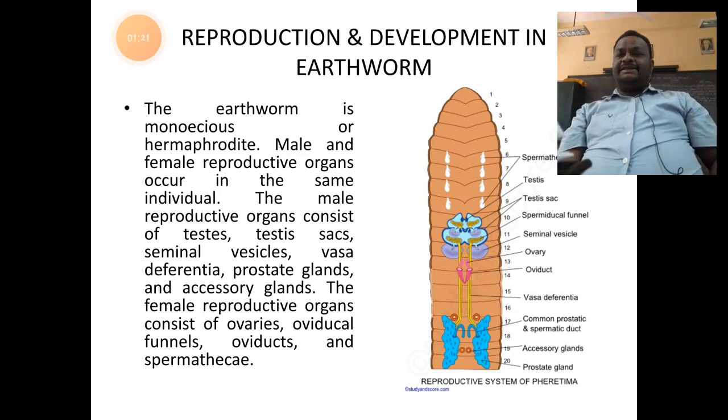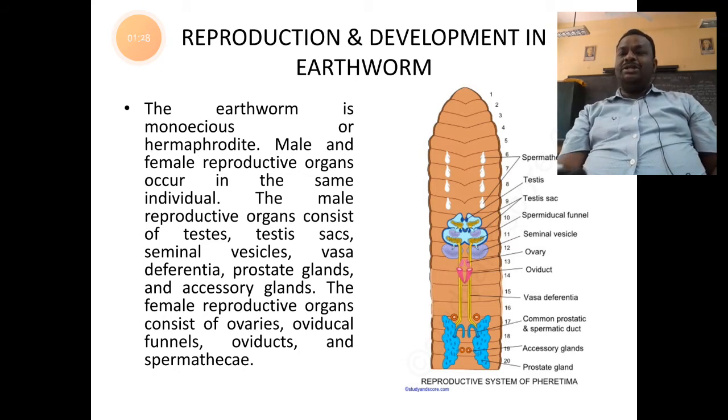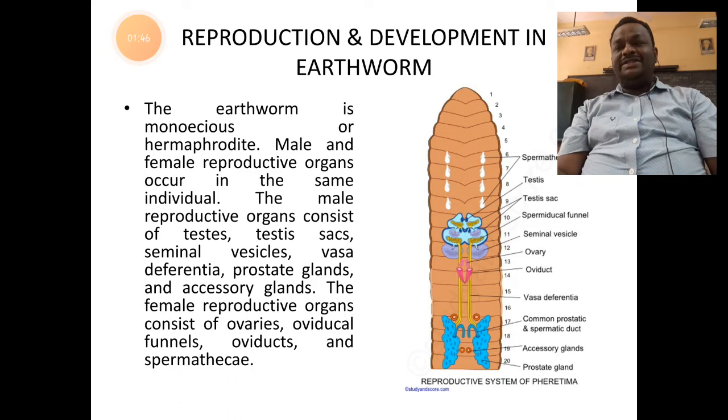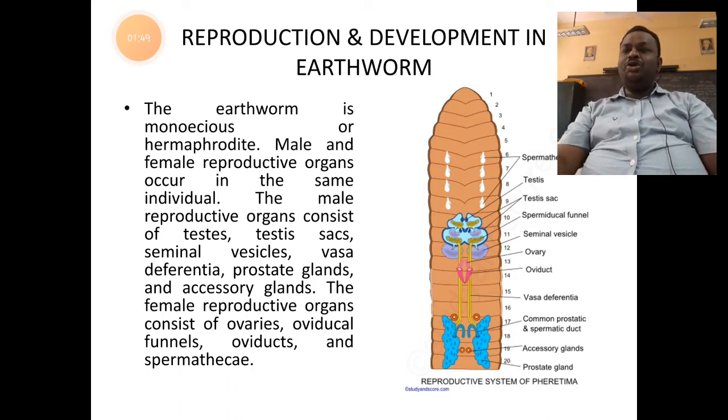In previous class, we have learned that the earthworms are hermaphrodites or bisexual or monoecious organisms, which means both male and female reproductive systems are present in the same organism. But these male and female gametes of the same organism do not show fertilization. Then how do these earthworms reproduce?